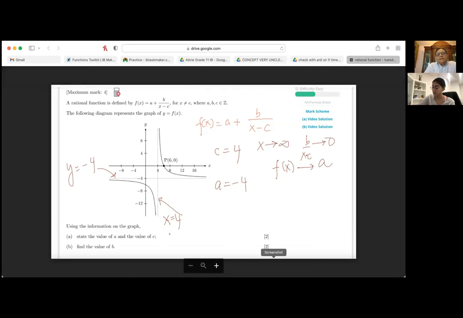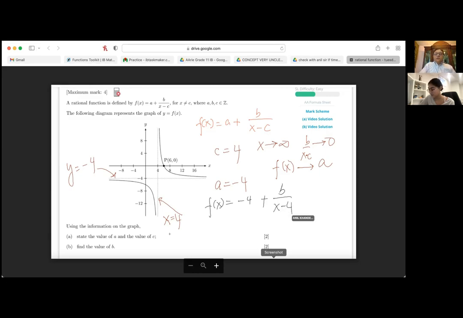Perfect. Now you're given the x-intercept, which is (6, 0). That means if I put x as 6, y is 0, right? And we already know what a and c are. So let's write those values. We have now f of x as equal to what? a is minus 4, plus b over x minus 4. B we haven't found yet, we need to find it.